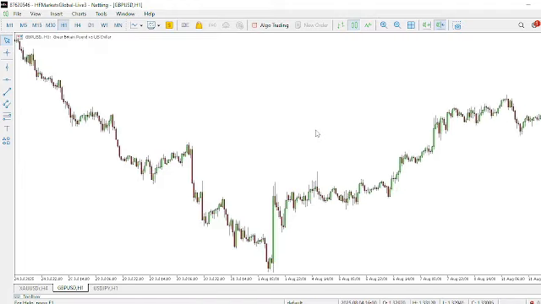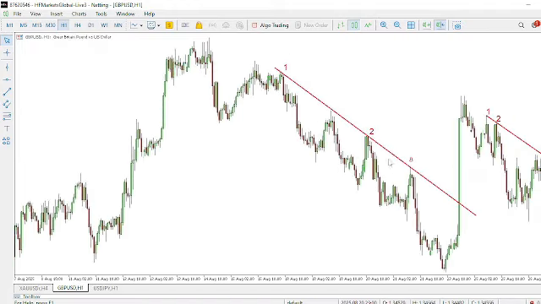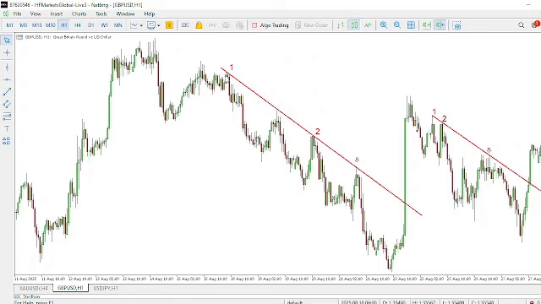Okay, so let's see many more examples. You can see here this is my point one. Then you can see the touch of point two. At the third touch, you can see rejection of the downward trend line. The moment I see this rejection, as an aggressive trader, you enter immediately.